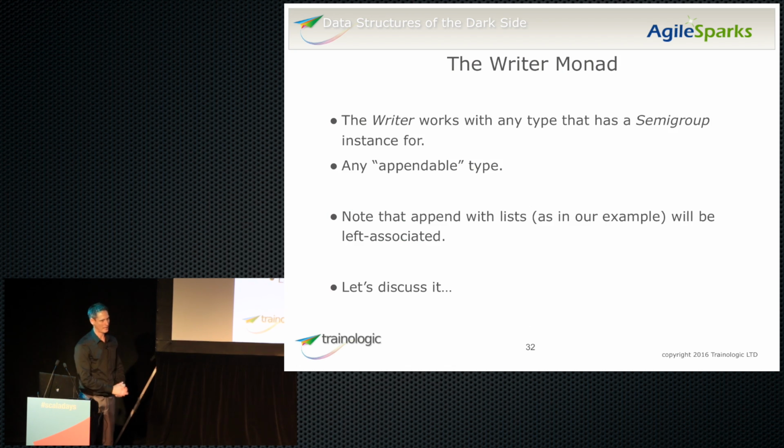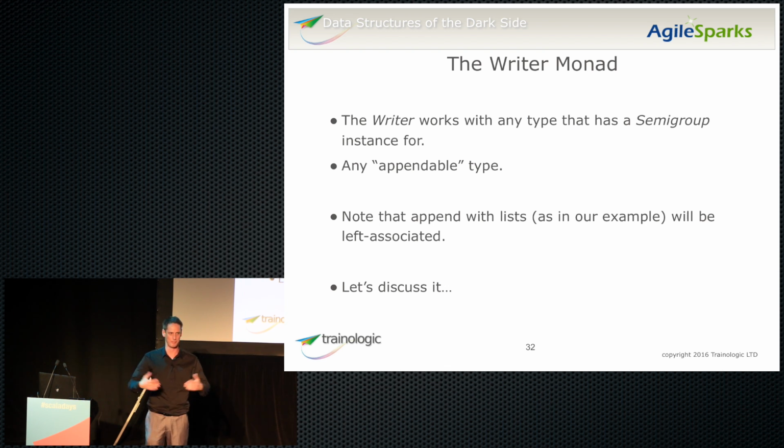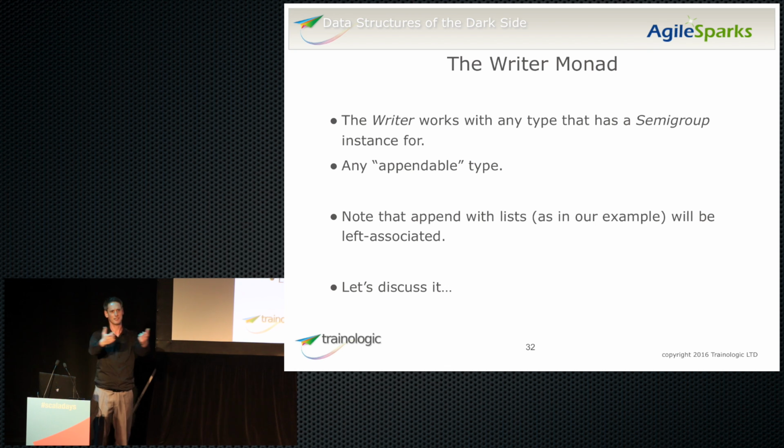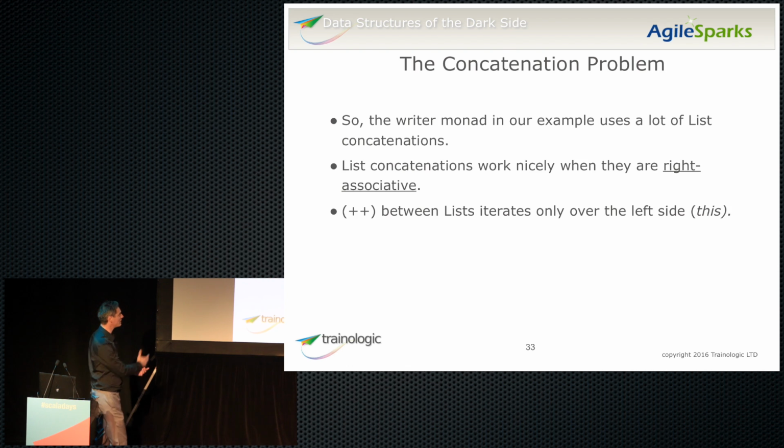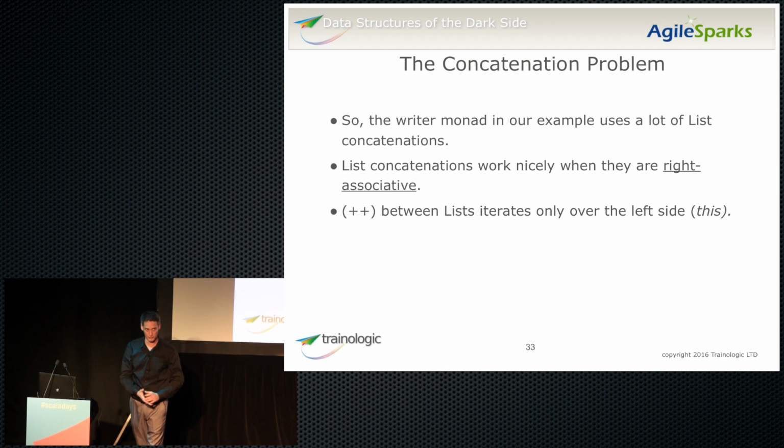The writer monad works with any semigroup type that has an append to As. I can create a single A, combine them, merge them, append them to a single A. If I'm having two lists, ++ will combine them to a single list. But what's wrong with ++? ++ is okay if it's right associative, because ++ will iterate over the left side. So if I'm using right associative ++s, then I get a nice result.